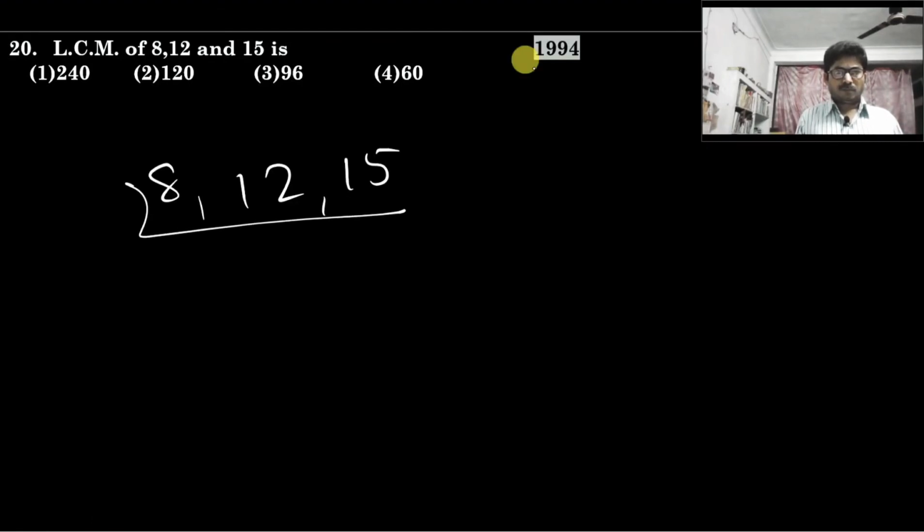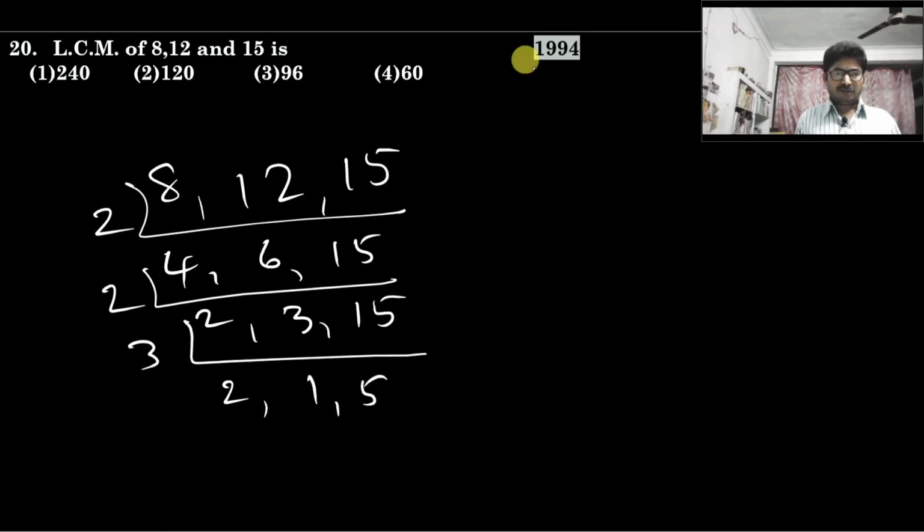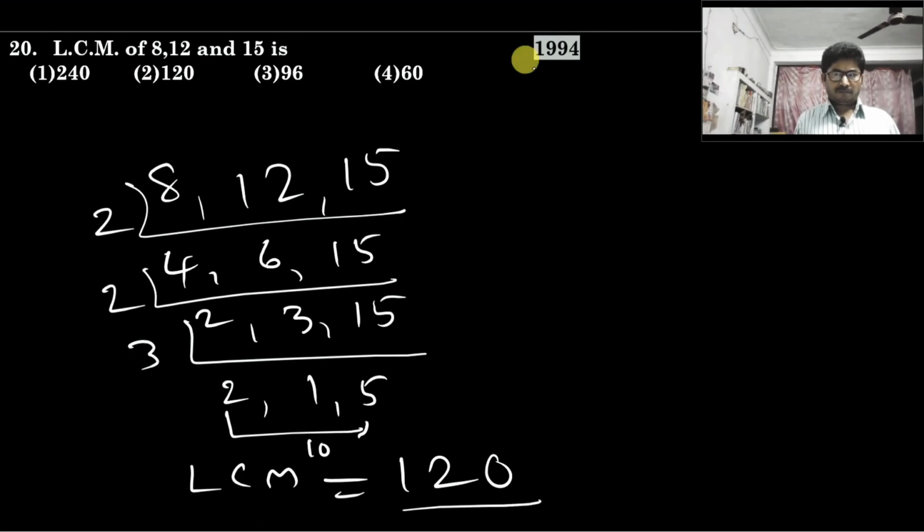Question number 20. The LCM of 8, 12 and 15. Dividing by 2: 2 fours are 8, 2 sixes are 12, bring down 15. 2 twos, 2 threes, bring down 15. Next, 3 table: bring down 2, 3 ones, 3 fives. So the LCM of these numbers is 2 to the 4, 4 threes are 12, 120. Option 2.